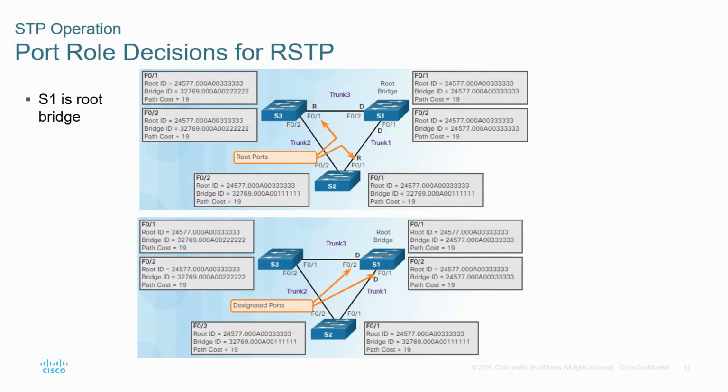So you can see here that in S2, the bridge ID is 32769, and the MAC address is 000A00 and then all ones, while in S3, the bridge ID is 32769, so it has the same priority, and the MAC address ends in all twos. So switch 2 is the one that has the lower bridge ID. Obviously, it's not the root bridge, but this is why F02 on S2 is the one that becomes the designated port, while F02 on S3 becomes blocked. Okay.